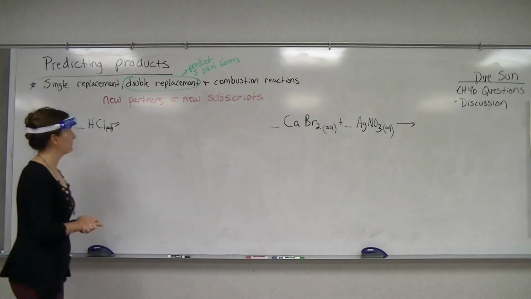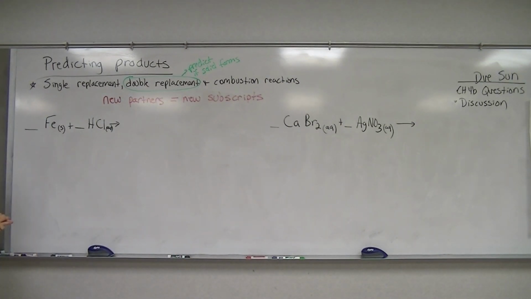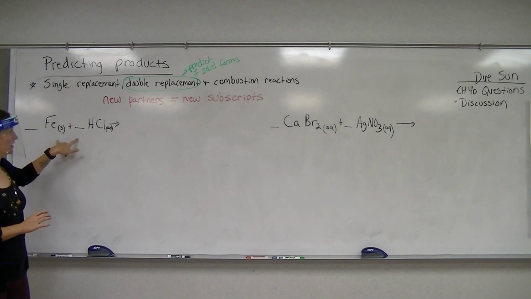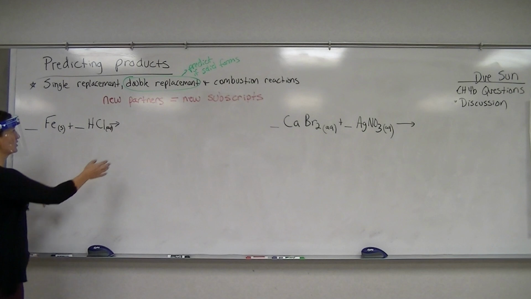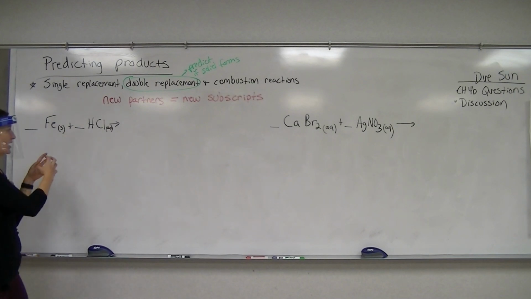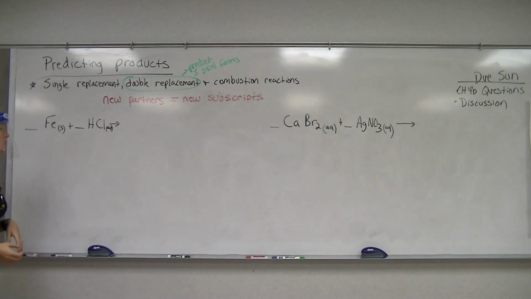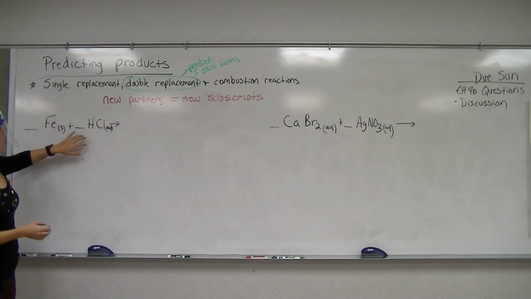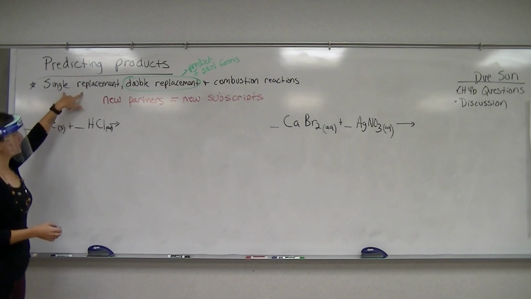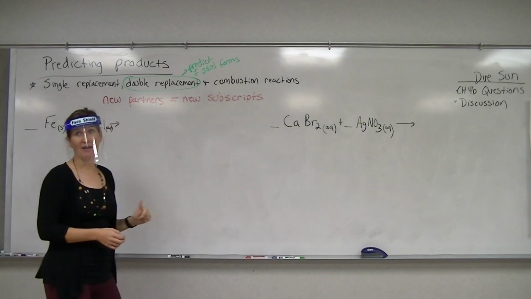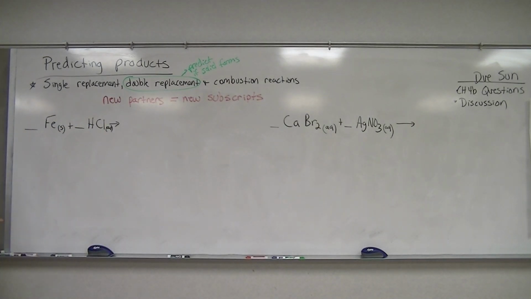All right, but what we're going to look at today is the predicting products part. Sometimes you're only going to be given the reactant parts, so the things that are going in the flask, and you're going to have to predict what products will be made. We're going to go through some examples of this, and you only are going to need to predict products for single replacement, double replacement, and combustion. So you won't have to predict them for synthesis or for decomposition.